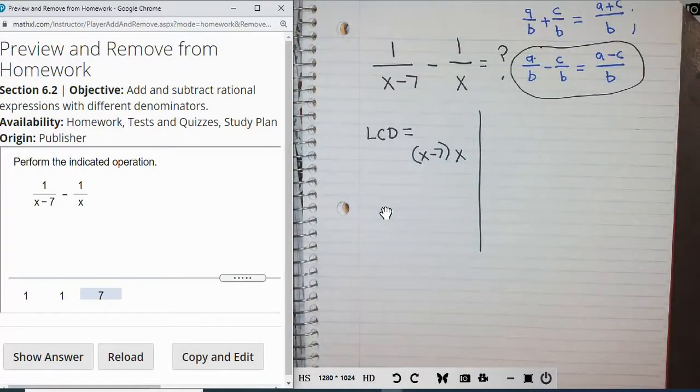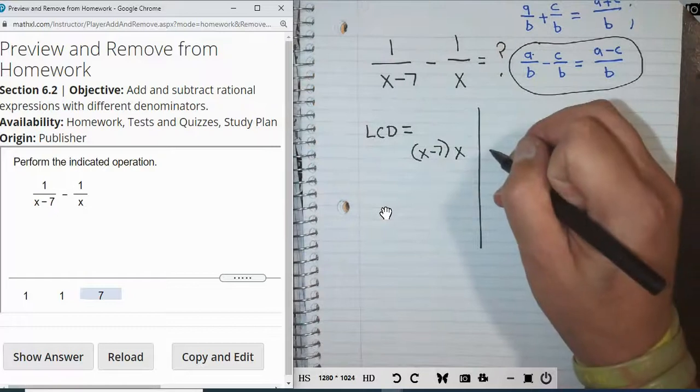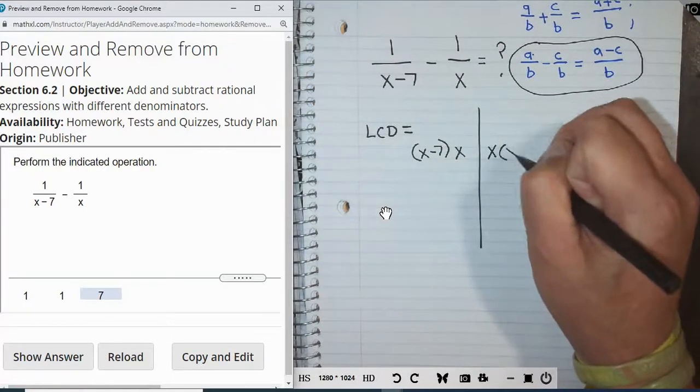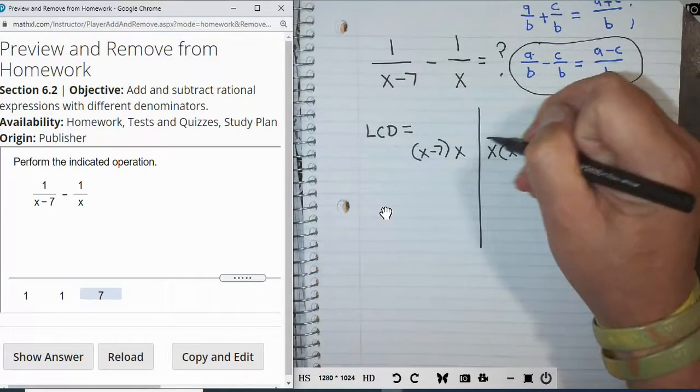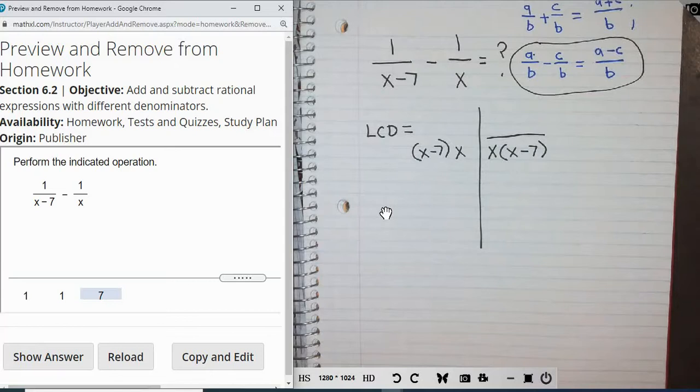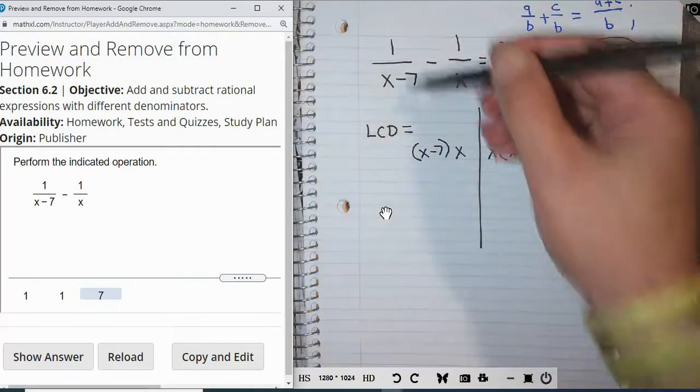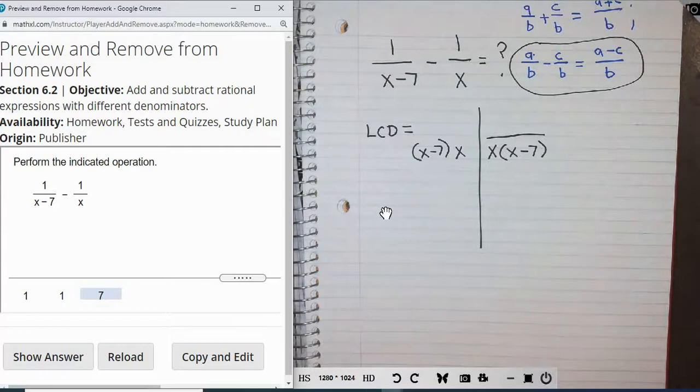So now we've got to write these two expressions over the least common denominator there. So let's just start here with this first one. Again, we said our least common denominator would be the product of those two denominators. To create an equivalent expression, I'm going to be multiplying by a form of 1. So in this first rational expression, I'm going to multiply by x over x. x divided by x is 1.